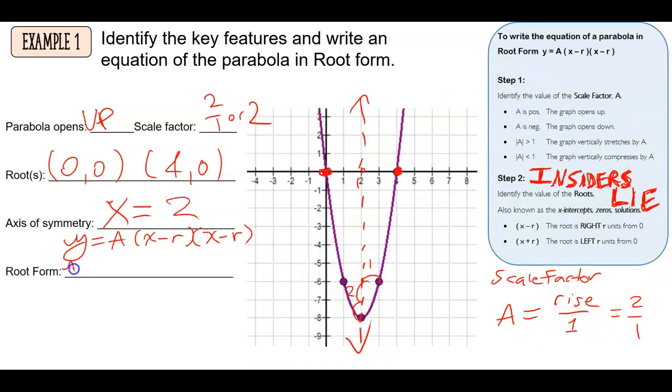So let's write this down. Y equals, what's my A? Okay, 2. And by the way, it's positive because it's going up, right? So 2, and then in parentheses, now again, insiders lie. What's the opposite of this first root? The x value. Okay, so x minus 0. And then what am I going to put on the other one? If my other root is at a positive 4, what am I going to put? Okay, x minus 4 works out.